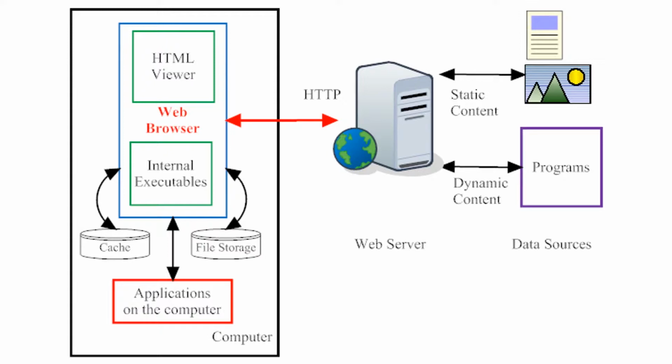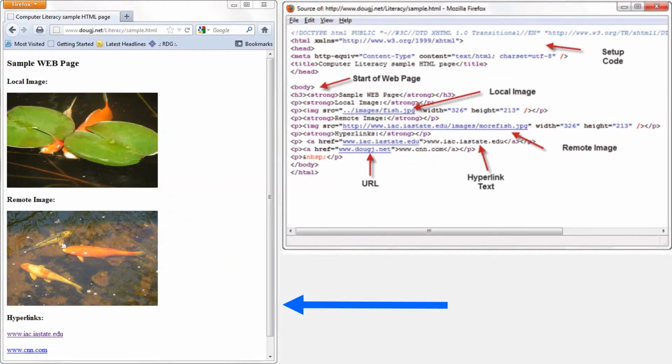Now let's take a closer look at the HTML code that web pages are written in. Here on the left, we have a simple web page. And over on the right, that's the source HTML code for this web page. That source code is what gets stored in the web server. Your web browser accesses that code, and it interprets and displays the code for you in a page resembling the one here on the left.